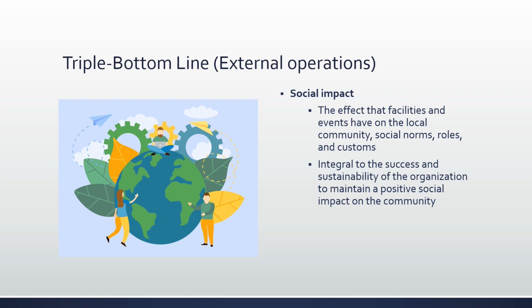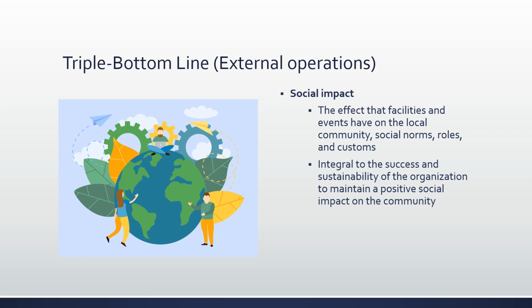Education and training. Measuring the impact of the sport facility or event on education and training, including the development of job skills and training opportunities for community members, can help identify opportunities to promote positive social outcomes and support economic development. Philanthropic impact. Measuring the impact of the sport facility or event on philanthropy, including the amount and type of charitable donations and volunteerism generated, can help identify opportunities to promote positive social outcomes and build strong relationships with the community.